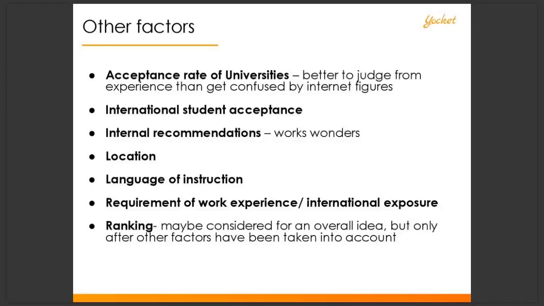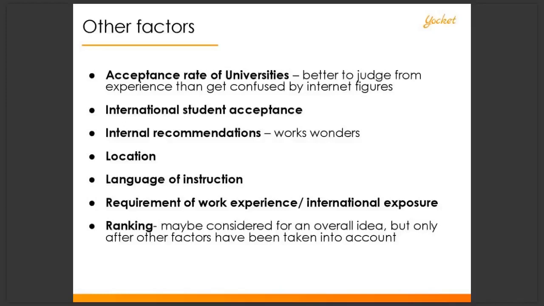Then international student acceptance, because again, the rate of acceptance may be pretty decent, but there are some, let's say University of Michigan, Ann Arbor. Many people want to go there, especially for mechanical engineering, but their rate of international acceptance is very, very low. So as an international student, if you do not have some exposure outside of your country, it becomes very difficult to go to Ann Arbor.